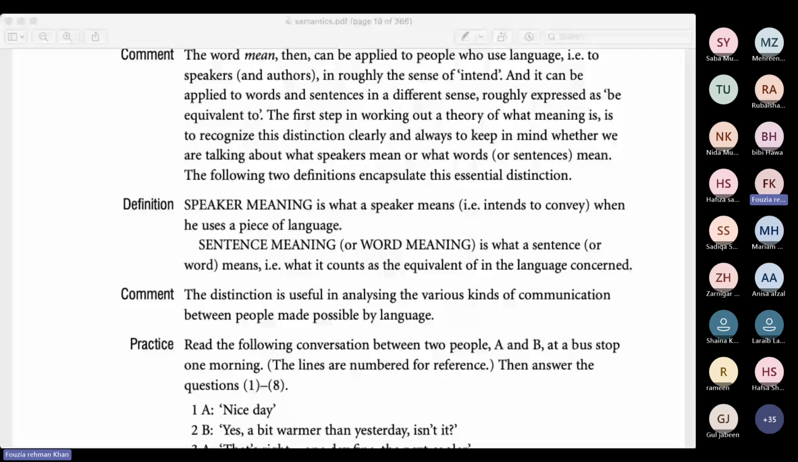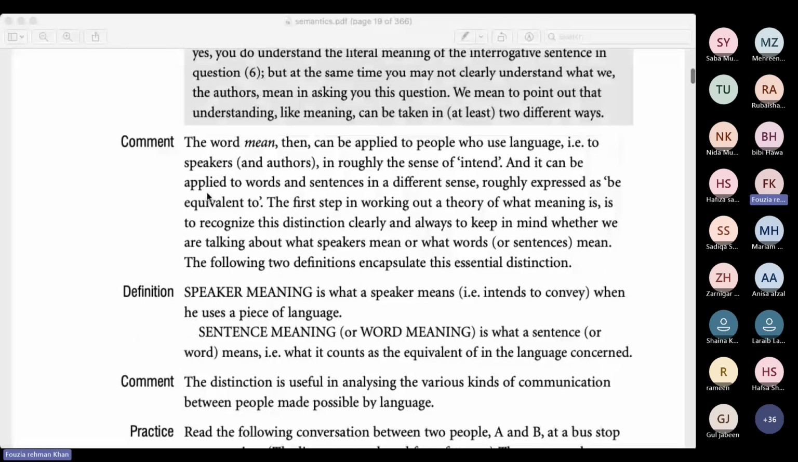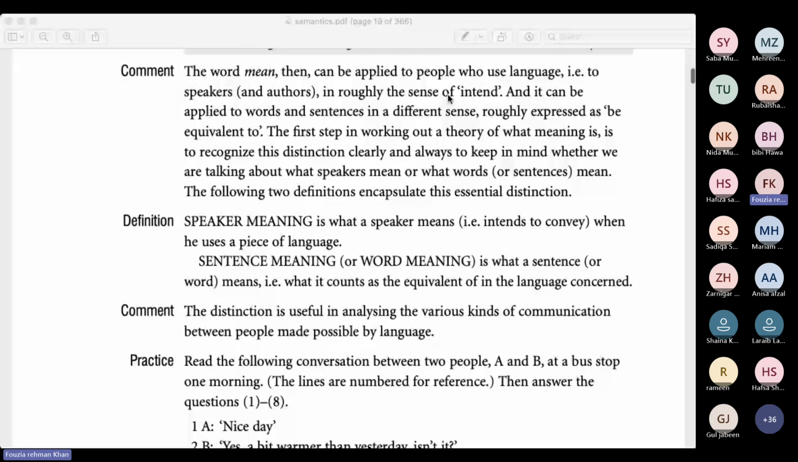For this exercise and for today's class, we are still using this book. I hope the book is shared and this is visible to you all. Semantics, a course book by Hurford, right? So let's get started. Just hold on. This is not visible. Okay, fine. So here, this is what we studied yesterday, right?